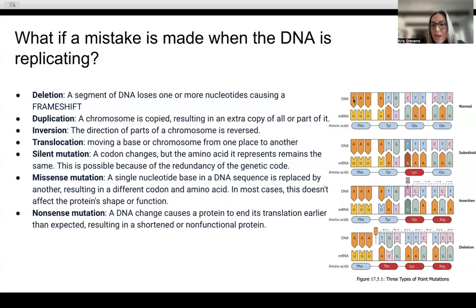Translocation means if I were to take one from over here and move it over here, would it affect all my codons? It would. Now, a silent mutation means sometimes I might change a letter, but it codes for the same amino acid. Now, this is confusing. We're going to go over this in class, but I want to go back on this.